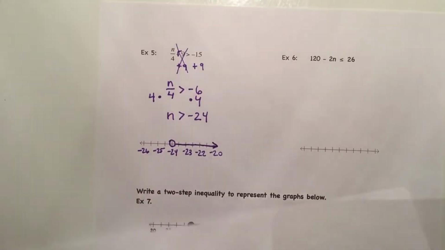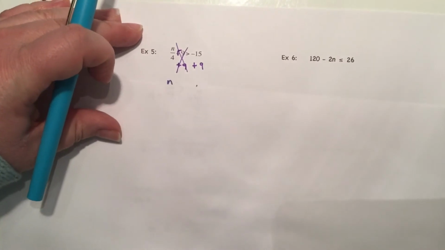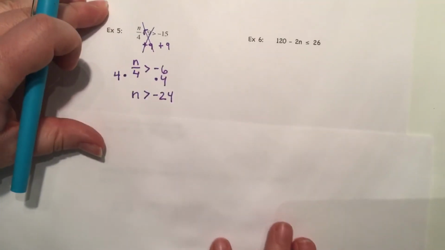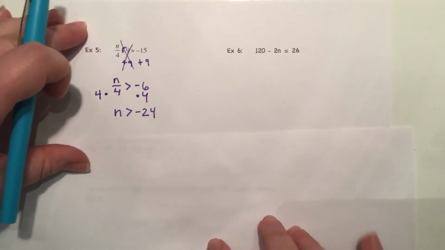Now we're going to go ahead and look at a harder example. Okay, again, I am going to skip example number 5, but you can feel free to take a look at the answer key to the notes and fill it in and ask a teacher if you have any questions. So example 6 says 120 minus 2n is less than or equal to 26.